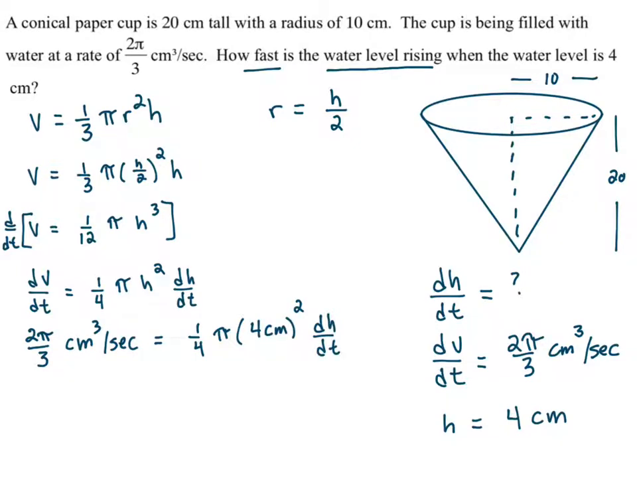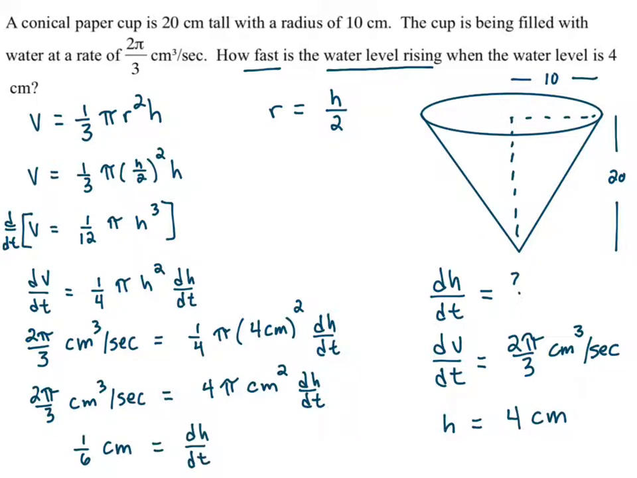And I do want to solve for dh/dt. I just have to divide by all of those simplified numbers. So the 1/4, 4 squared would be 16, and then I can cancel out the 1/4 to get 4 pi, and I divide on both sides. So I get 1/6 centimeter for my dh/dt. And that should be centimeters per second. So I got to sneak that in there. Centimeters per second for this one. All right, cool. So that's that one.